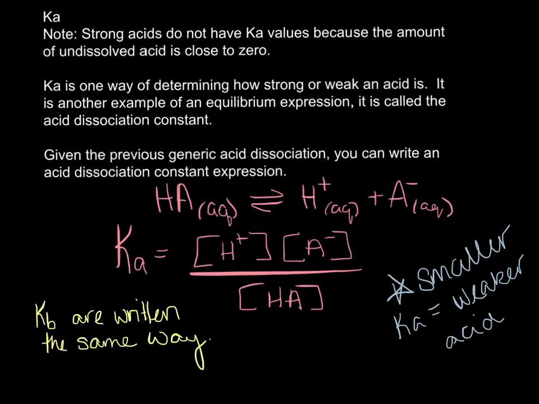Alright, so a Ka value is constructed in much the same way that you would construct a Keq. It's a way of describing how weak or how strong the acid is, and we call a Ka the acid dissociation constant. The smaller your value for Ka, the weaker the acid is. This is just a generic acid, HA, dissolving into H plus and A minus. We do products, raised to their coefficient if there was one, over the reactants raised to their coefficient, if there was one.